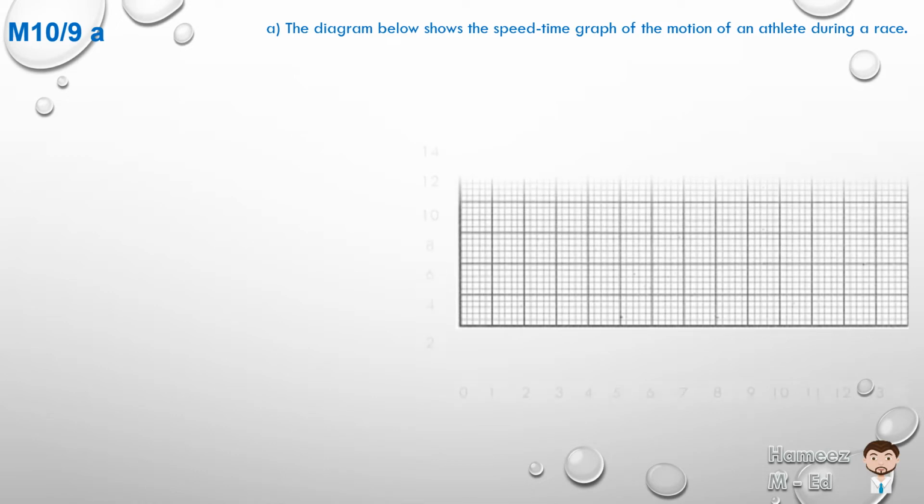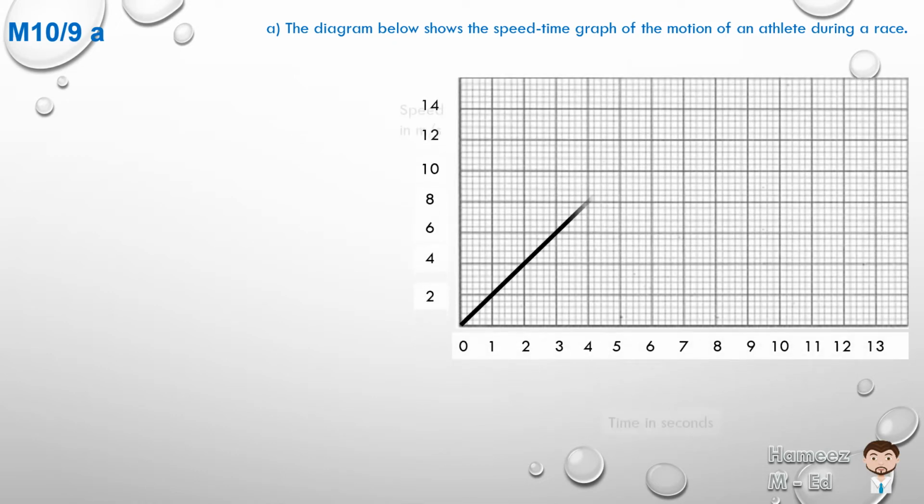May 2010, number 9a. The diagram below shows the speed time graph of the motion of the athlete during a race. So if we look at our graph, we can see the speed moving from 0 and climbing until it reached 12 meters per second. And then after a while, it started to drop until it went back to 0.